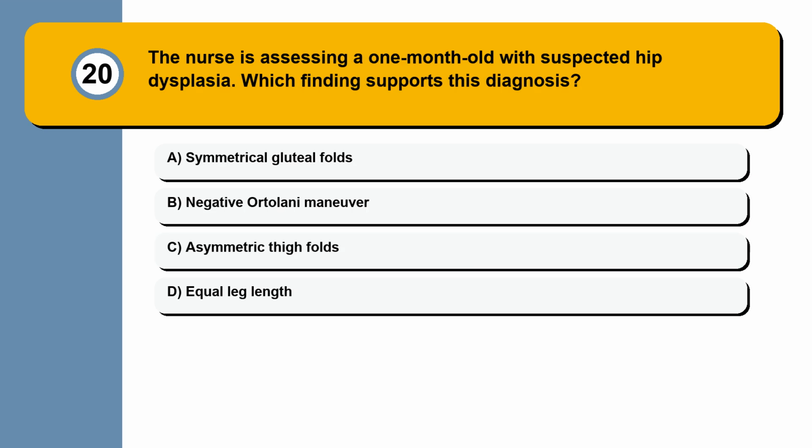Question 20. The nurse is assessing a 1-month-old with suspected hip dysplasia. Which finding supports this diagnosis? Symmetrical gluteal folds, negative Ortolani maneuver, asymmetric thigh folds, equal leg length.